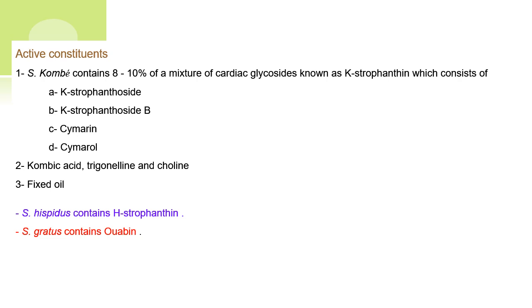The active constituents in Strophanthus kombe contain up to 10% of cardiac glycosides, known as K-strophanthin. The K-strophanthin is a mixture of different compounds: K-strophanthoside, K-strophanthoside B, cymarin, and cymarol. All are cardiac glycosides, in addition to kombic acid, trigonelline and choline bases, and fixed oil. As for Strophanthus hispidus, it also contains a mixture of cardiac glycosides known as H-strophanthin, while Strophanthus gratus contains ouabain cardiac glycosides.